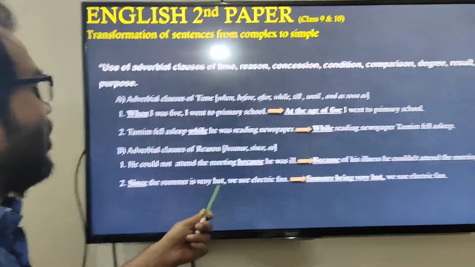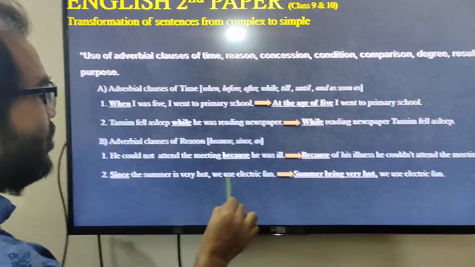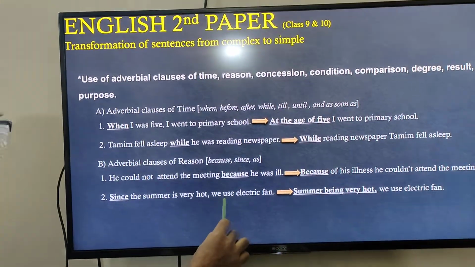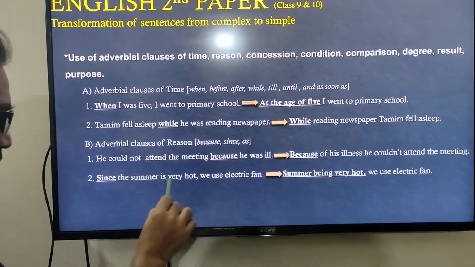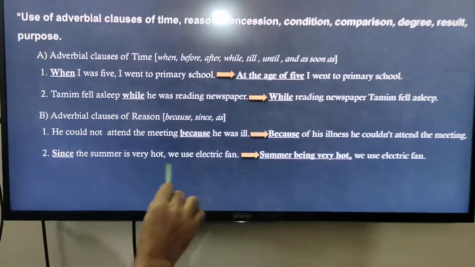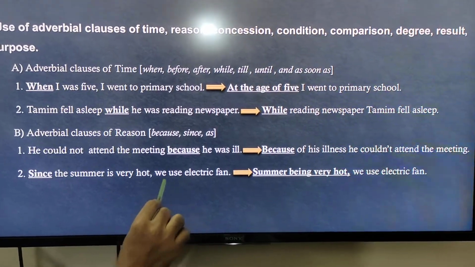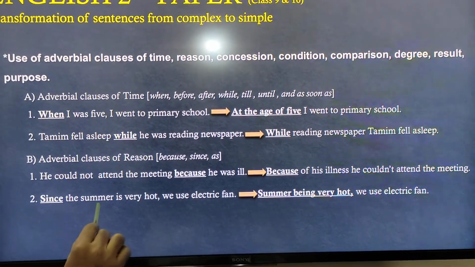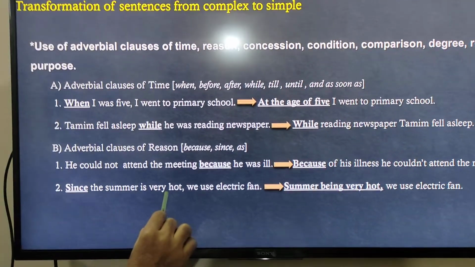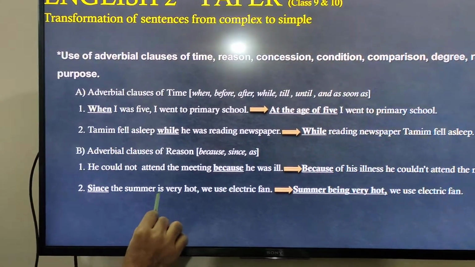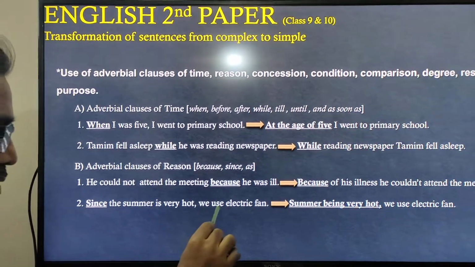Since the summer is very hot, we use electric fan. Why do you use electric fan? Since the summer is very hot. So, since the summer is very hot qualifies the action use. Why do you use electric fan? Because the summer is very hot. So this is the adverbial reason clause. Reason clause expresses the cause of the action of the principal clause.